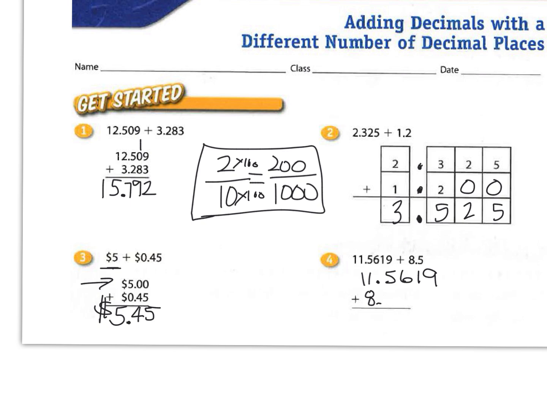Here we have 11 and 5,619 10,000ths. And then 8 and 5/10. Well, I want to have enough place values, so I'm just going to put zeros there. And now they are all lined up. So 9 plus 0 is 9, 1 plus 0 is 1, 6 plus 0 is 6, 5 plus 5 is 10. Regroup that 1. I'm going to bring down the decimal right there. 1 plus 1 is 2, plus 8 is 10. Regroup that 1. 1 plus 1 is 2.